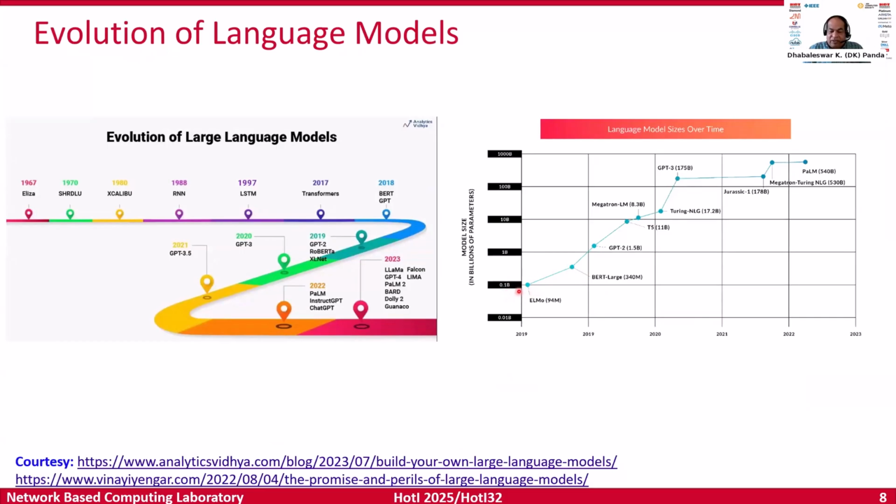This started with very small size models, but now we have models with billions of parameters, and people are also going into trillion parameter models. Okay, so this computing need is steadily growing.